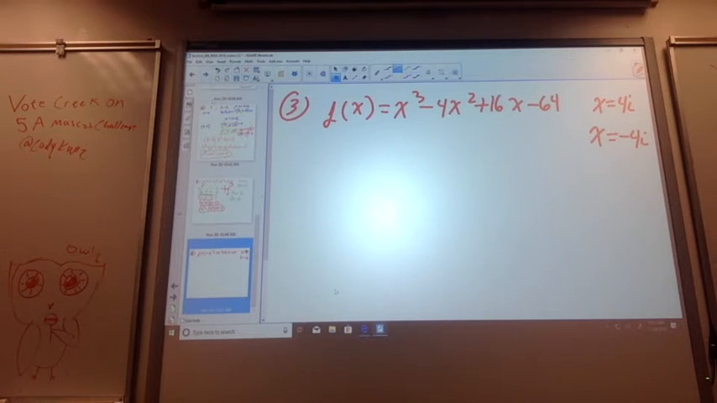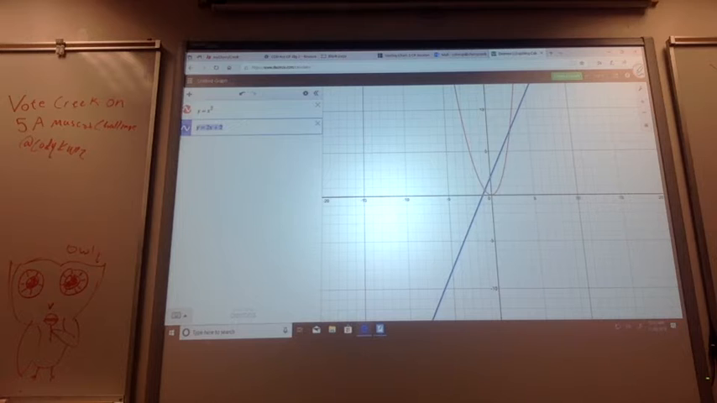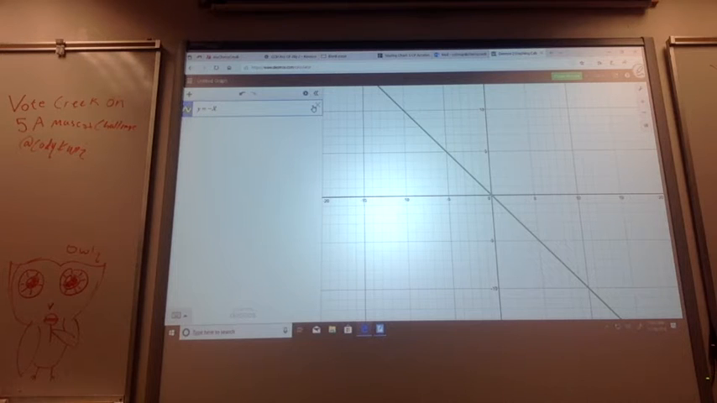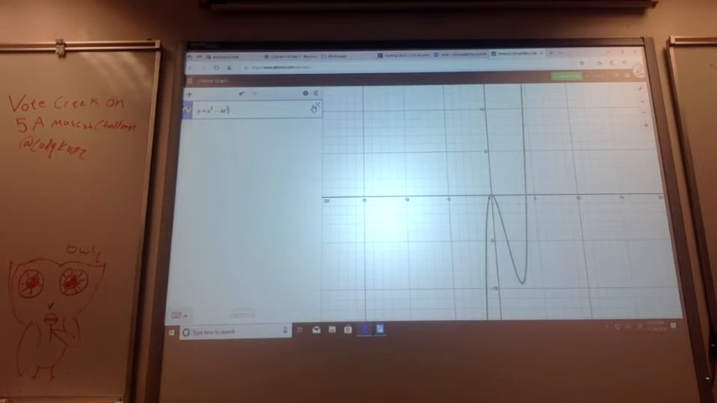Let's go to Desmos. What's my equation? Hang on. Y equals x raised to the third, minus 4x squared, minus 16x, minus 64. Oh, it does come out too. Oh, look at that.